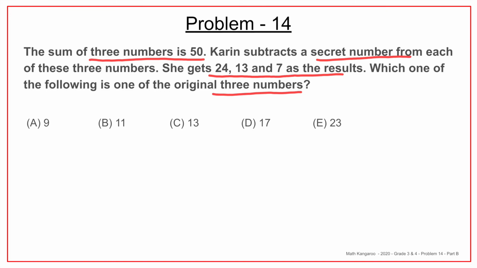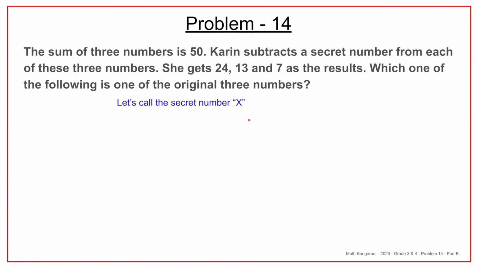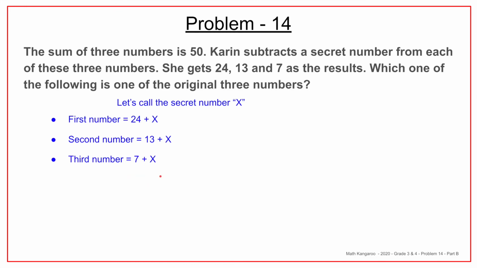Now let's call that secret number X. And then add this number to the first number, that is 24 plus X. Same for the second number, 13 plus X, and 7 plus X. That means the sum of these numbers would be 50, and this is what it says. So 24 plus X, 13 plus X, 7 plus X. And let's solve this equation.